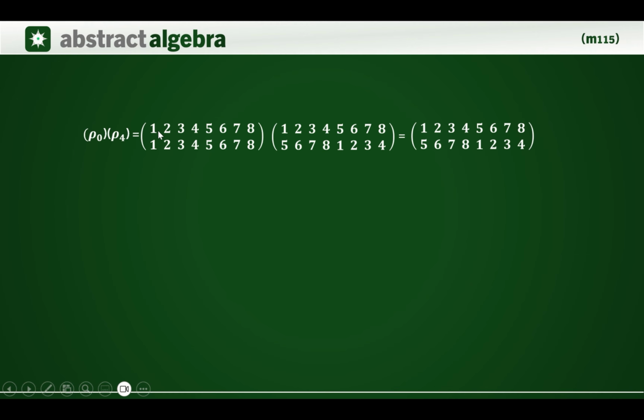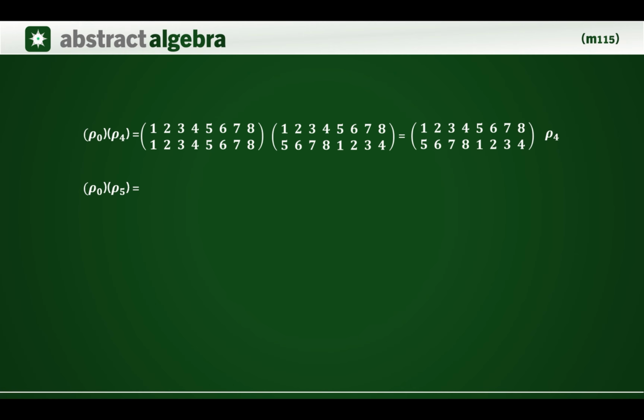5 maps to 1, 1 maps to 1, therefore 5 maps to 1. So 6 maps to 2, 2 maps to 2, therefore 6 maps to 2. Next is 7 maps to 3, 3 maps to 3, therefore 7 maps to 3. 8 maps to 4, 4 maps to 4, therefore 8 maps to 4. So the composition of row sub 0 to row sub 4 results in row sub 4.